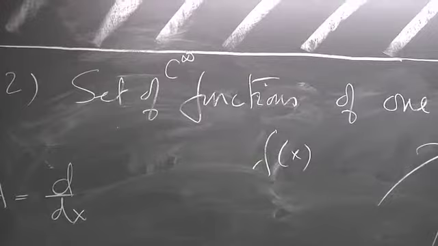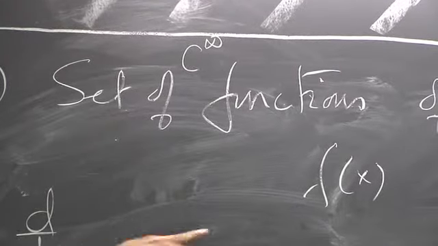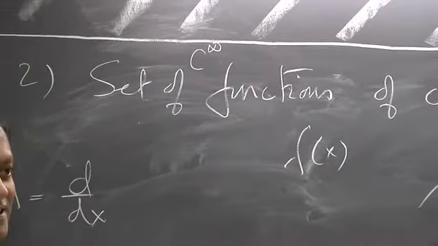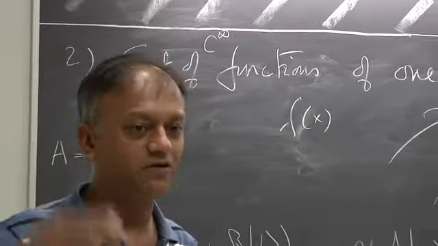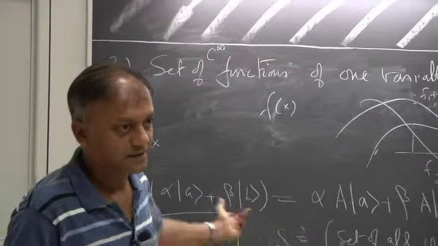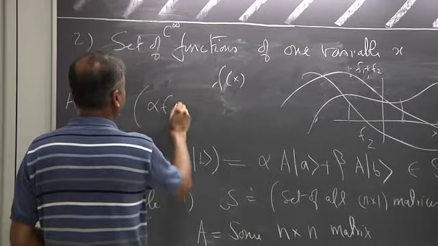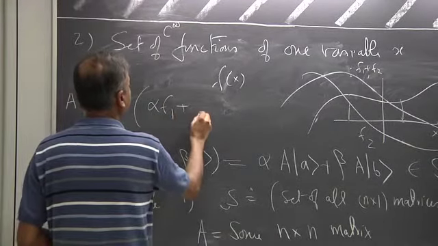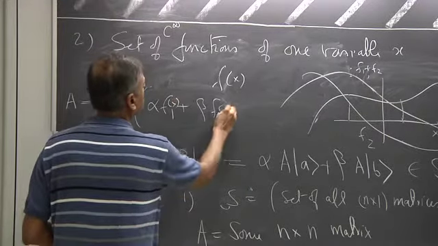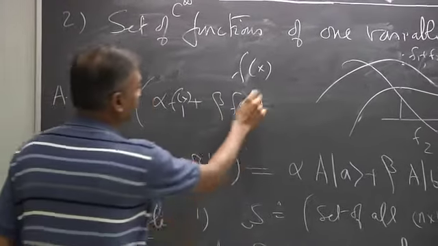Okay. So I consider C infinity functions for simplicity again. So d by dx acting on f will again give you a C infinity function, because we are saying it's differentiable any number of times. So this is an example, and it's a linear operator, because if I apply it on alpha f1 plus beta f2, then it just acts linearly. Correct? So a linear operator.